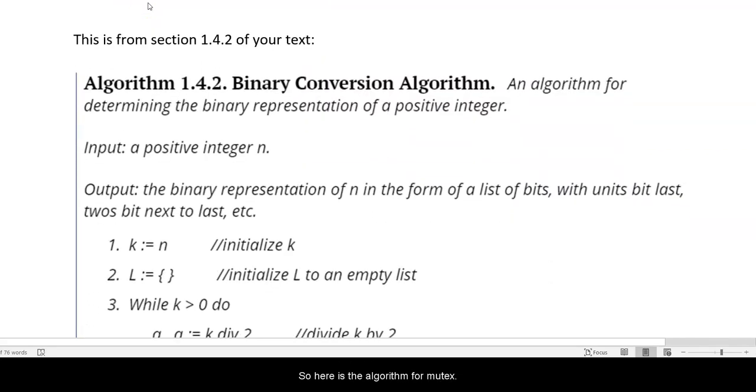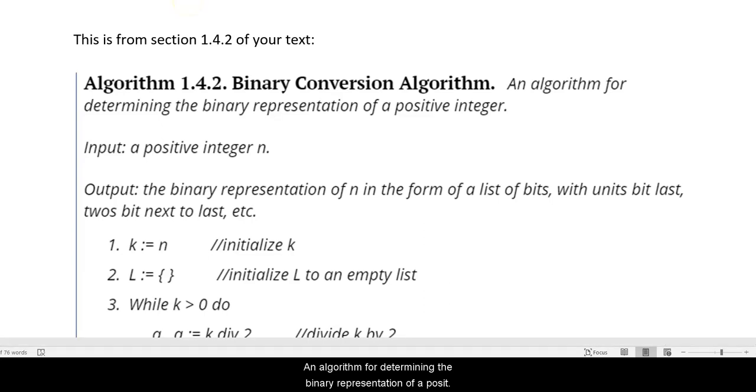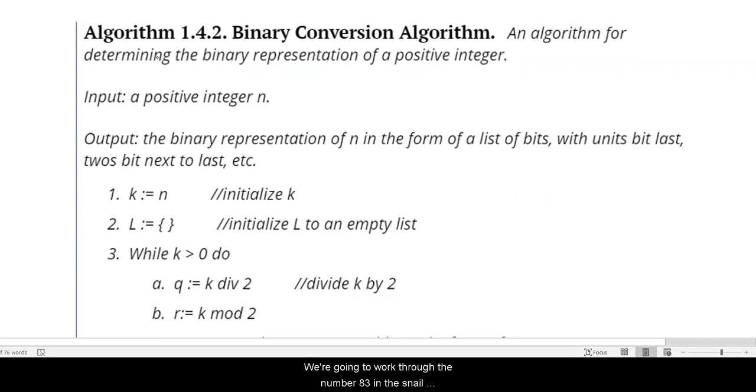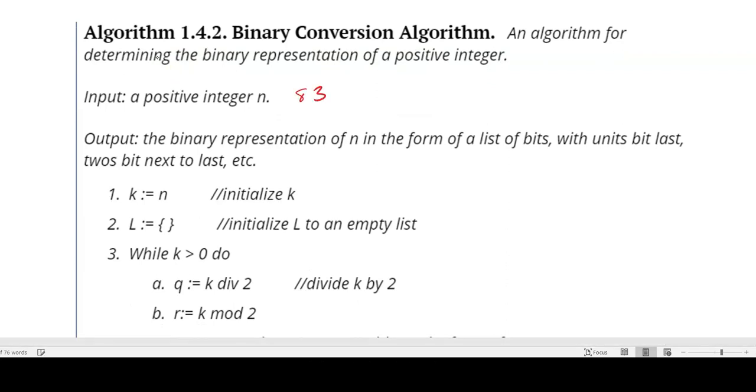I'm going to use the same number for the example. So here is the algorithm from your text. 1.4.2 is the section it comes from: an algorithm for determining the binary representation of a positive integer. We're going to work through the number 83 in this. Your input is a positive integer, for us our number 83. Our output should be what we just got when we converted to binary. We should get the same thing.